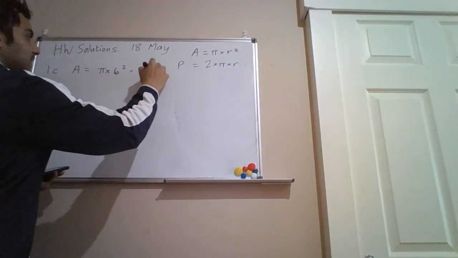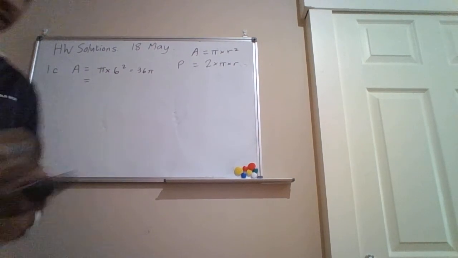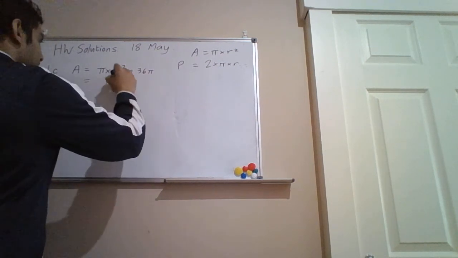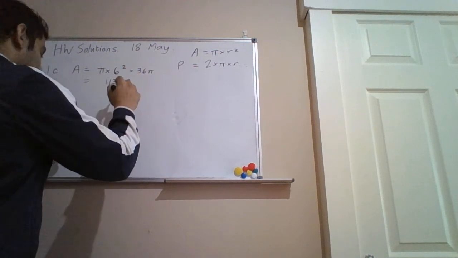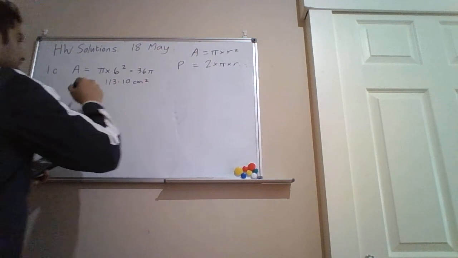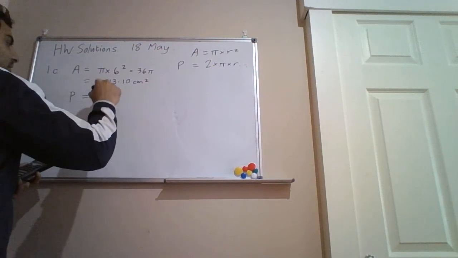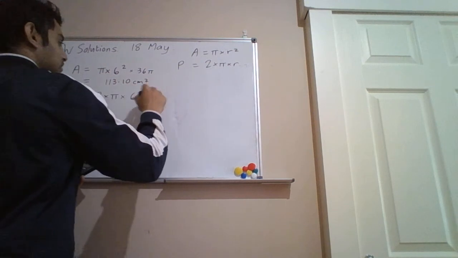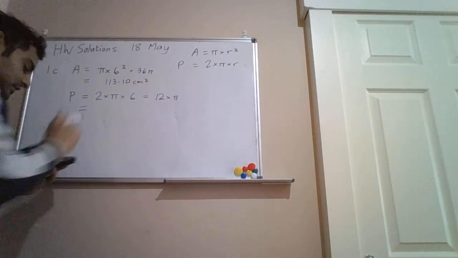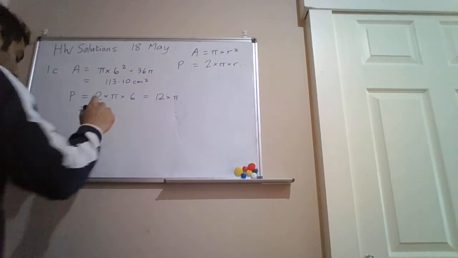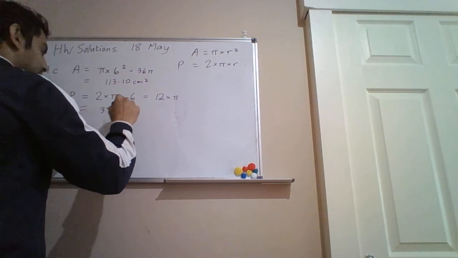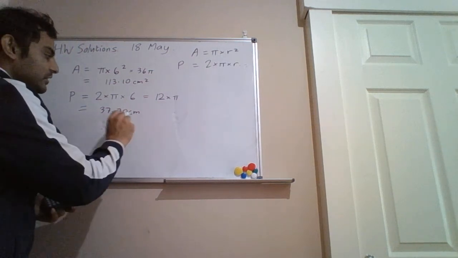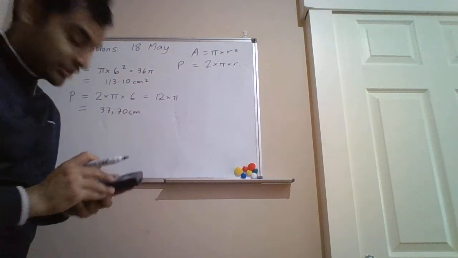So I'm going to keep this as 36 pi, and when we plug that into the calculator, we get 36 times shift pi, and I get 113.10. Once again, I'm rounding to 2 decimal places, and our unit is centimeters squared. The perimeter equals 2 times pi times r, and I'm going to substitute our value for r, which is 6. So 6 times 2 is 12 times pi. And I get 37.70, and our unit is centimeters. So guys, remember, perimeter is measuring a length, so its unit is centimeters, and area is centimeters squared.